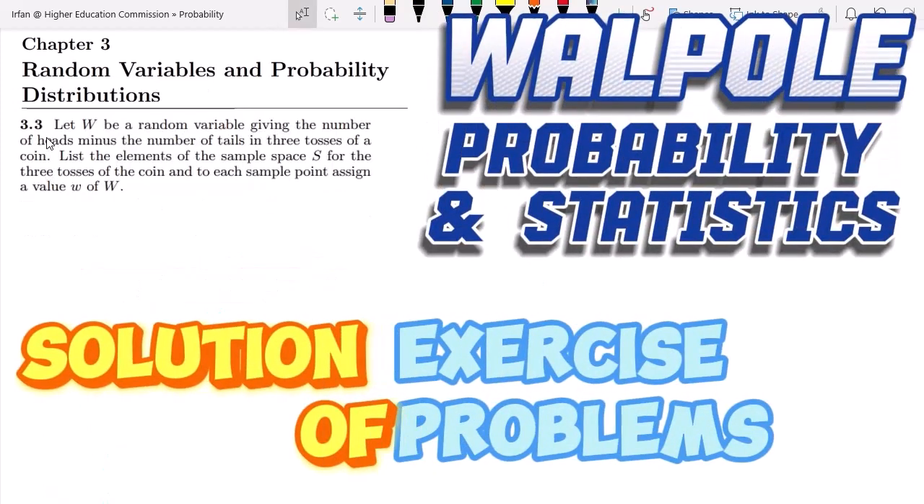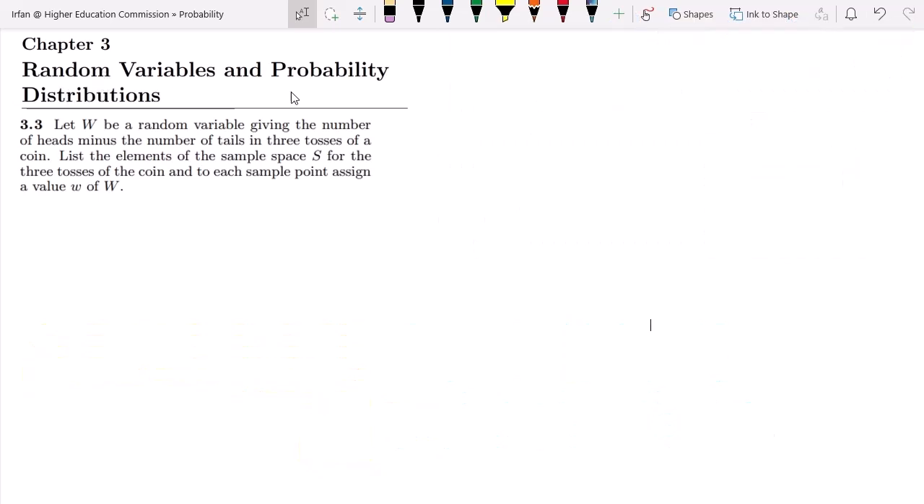Question 3.3 of chapter number 3, which is related to the random variables and probability distributions, and the statement of it is, let W be a random variable giving the number of heads minus the number of tails in 3 tosses of a coin. Okay, so let me write here the given data. In this given data we have a random variable W, which is the number of heads. So let me represent the number of heads with H, minus the number of tails. So let me write it with T.